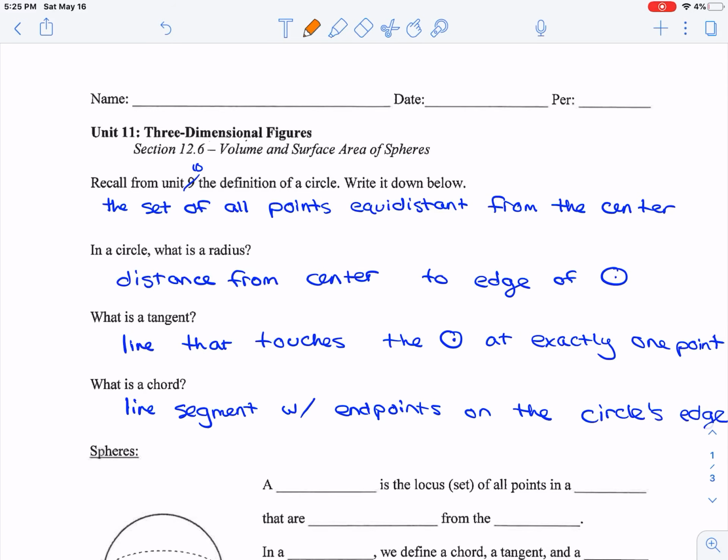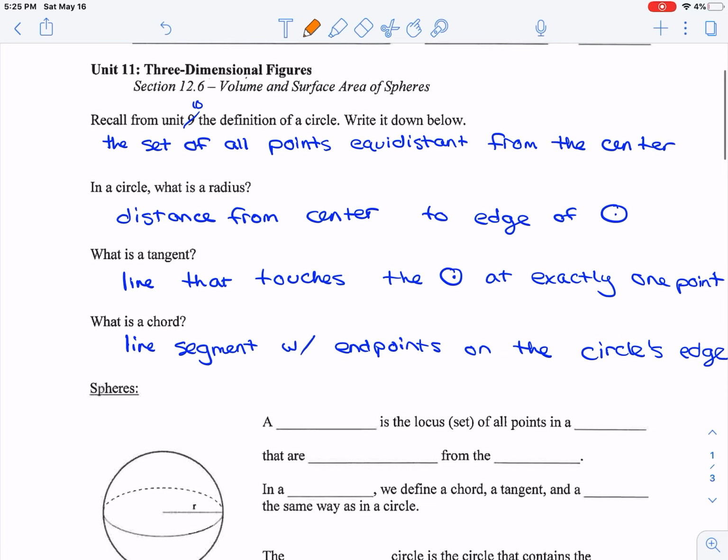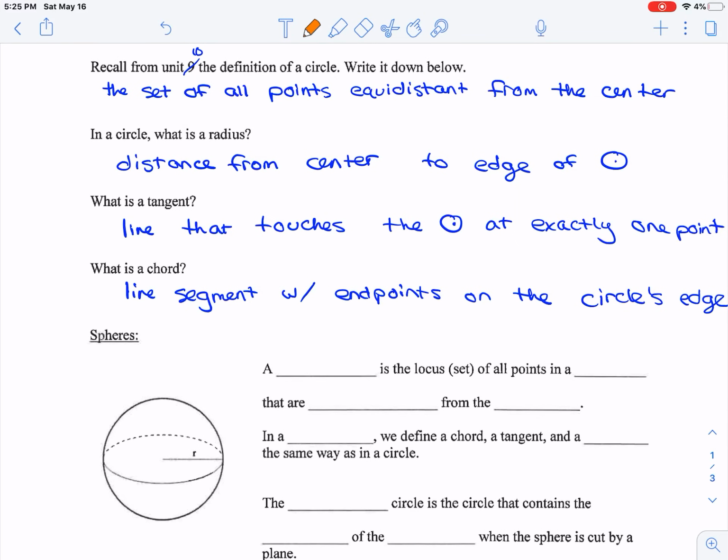So we are on 12.6, and this little beginning section here is just a little bit of a review from circles. So if you need to pause the video and get some of this stuff down if you don't remember, that's fine. The definition of a circle: the set of all points equidistant from the center. The radius is the distance from the center of a circle to the edge of it. A tangent is a line that touches the circle at exactly one point. And a chord, one important thing about that, is a line segment with endpoints on the circle's edge, but this could be a diameter. Okay, so don't forget that little tidbit there.